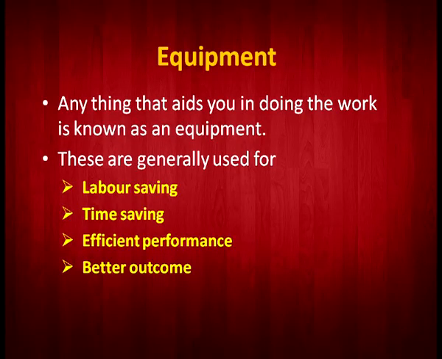Here we are seeing the equipment. Anything that is aiding the work to do any kind of activity is equipment, that is generally used for labor saving, time saving, with efficient performance and better outcome of the activity. Am I right, madam? Yes, absolutely, because equipment is nothing but the combination of all the things that we have just discussed here, like tool, device, appliance, instrument. So anything that helps us in doing a particular activity will come under the umbrella name, that is equipment.